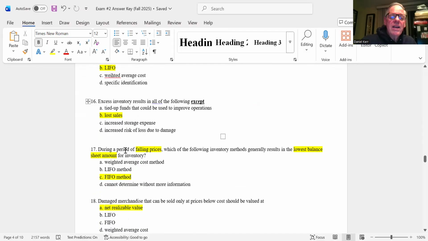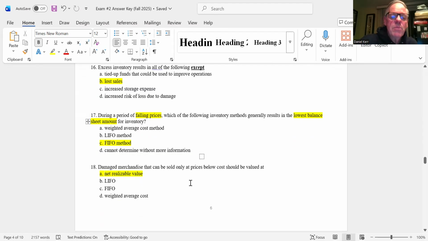Okay, notice I've highlighted here, during a period of falling prices, the lowest balance sheet amount for inventory. Normally, FIFO gives us the highest value for the ending inventory, but that assumes rising prices. When prices are falling, it's just the opposite. So if prices are falling, FIFO is going to give you the lowest value for the ending inventory. So the answer there would be C.